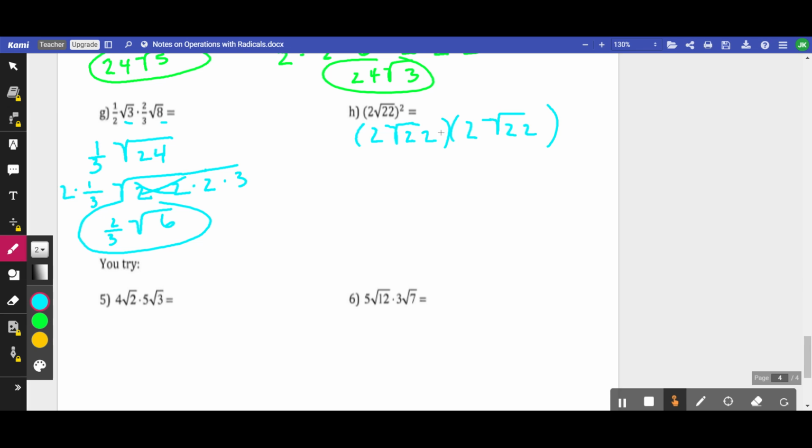And then remember, after this, you're just multiplying the numbers out front. So 2 times 2, so this would be 4. And then you multiply the numbers inside. So 22 times 22, which if you do, you'll get 484.